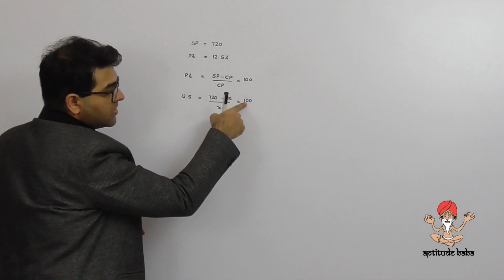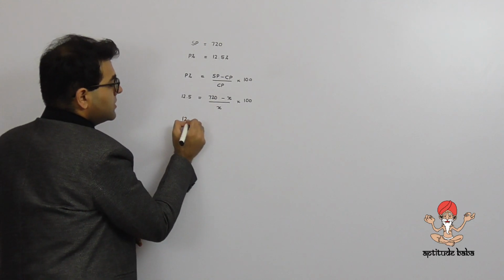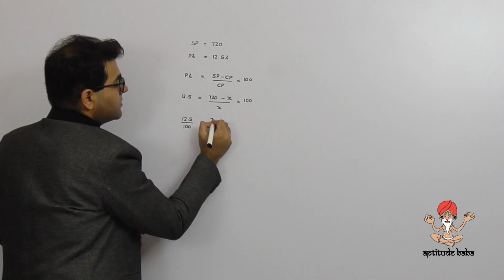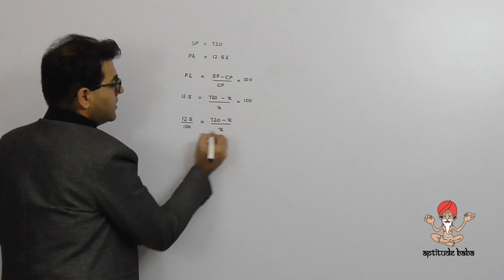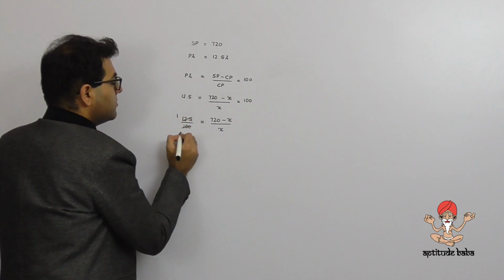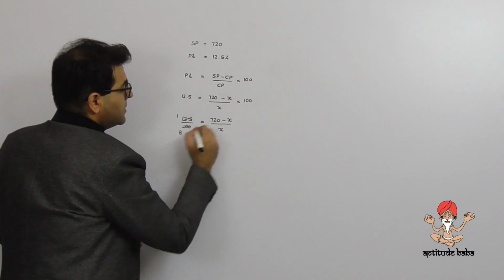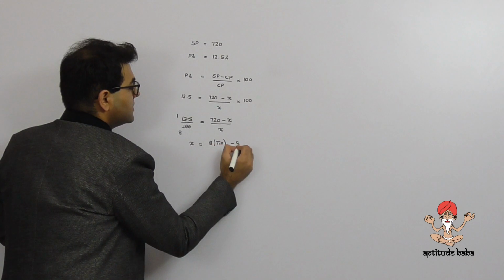सॉल्व करने के लिए सबसे पहले मैं 100 को डिनोमिनेटर में ले जाता हूं. So what do I get on my left hand side is 12.5 divided by 100. 12.5 divided by 100 is equals to 720 minus x divided by x. कटिंग करने पे ये 1/8 बन जाता है. क्रॉस मल्टीप्लिकेशन पे what I get here is x and 8 times 720 minus 8x.